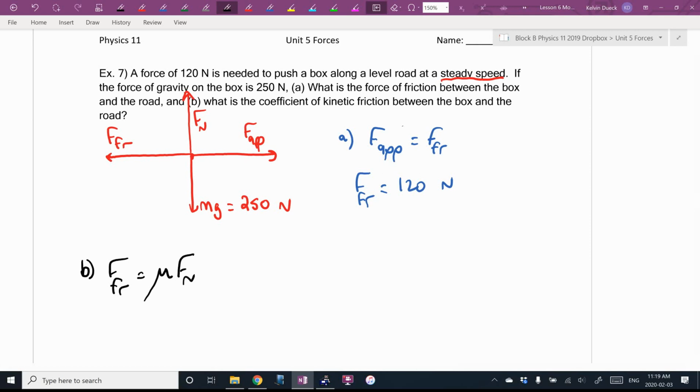How would I get the mu by itself? Divide the normal force over. Mu is going to be friction divided by the normal force. Do I know friction? How big? I don't know the normal force. Oh, but look. I know another force the same size as the normal force. You know what? I didn't even need to bother figuring out the mass. Well, that was convenient. I mean, it's nice that I could have if I needed it.